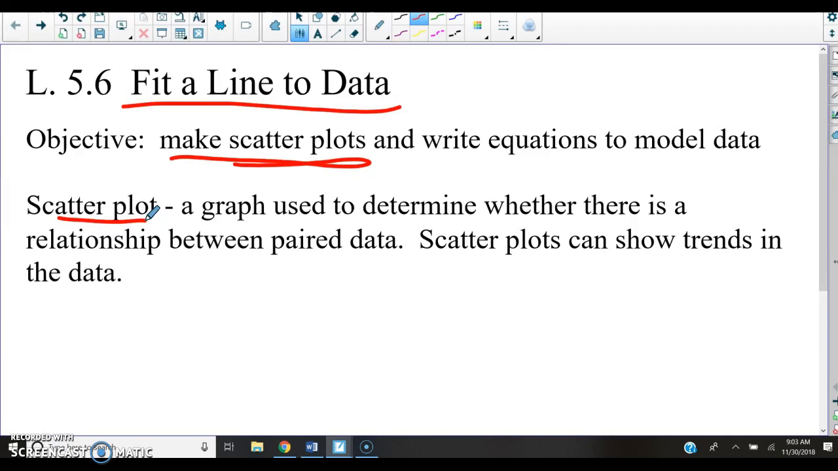Okay, scatter plot. It's a graph used to determine whether there is a relationship between paired data. So it might be between the number of people and how many cases of flu there are. It might be a trend with items purchased at a store and the number of people in the community. So the store owner knows how many to order, rather than just going, well, it's Thanksgiving, I'm going to order 1,000 turkeys. Well, if Underwood doesn't have 1,000 people buying turkeys, they're not going to do it. So scatter plots can show trends in data.